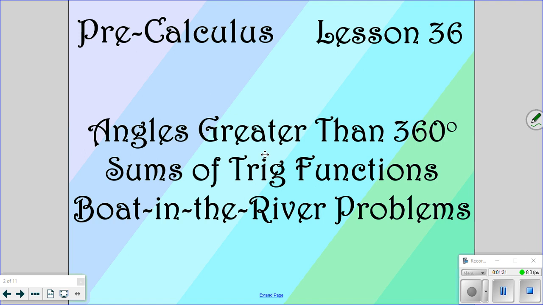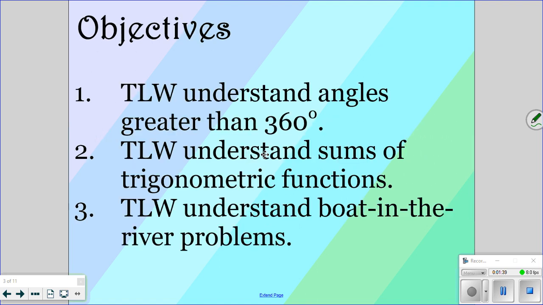We're looking at lesson 36 today. We're going to be looking at angles that are greater than 360, sums of trig functions, and then boat in the river problems. So hopefully you'll understand angles that are greater than 360, sums of trig functions, and boat in the river problems after this lesson.